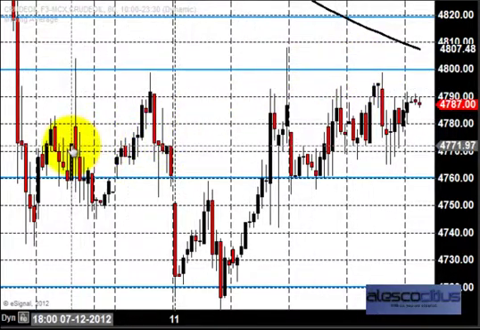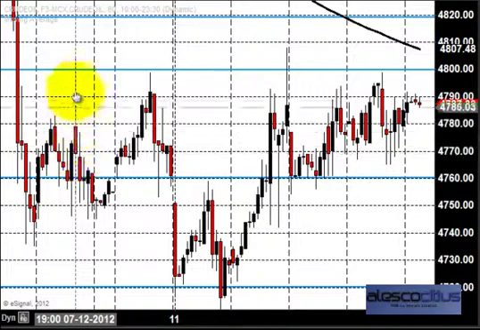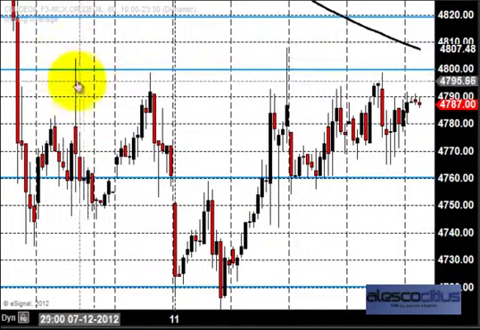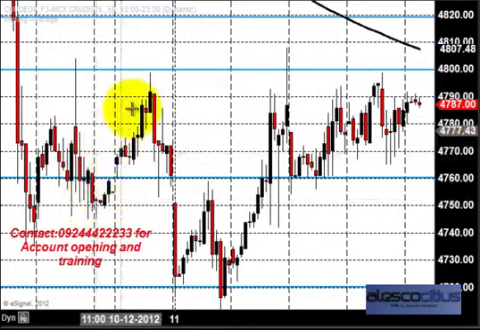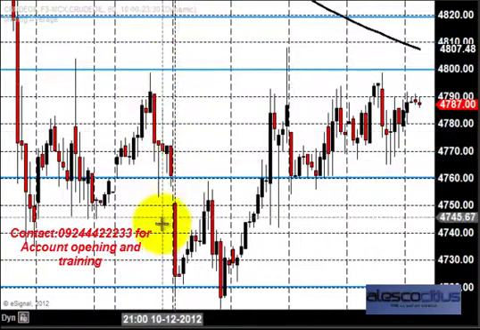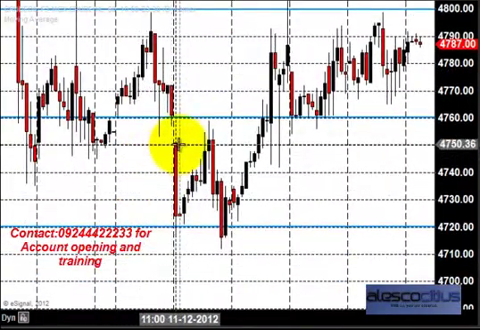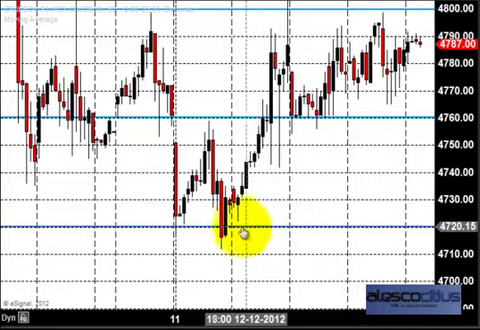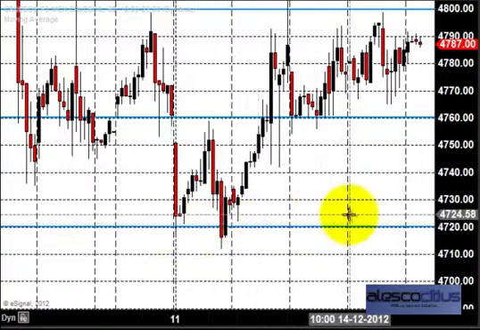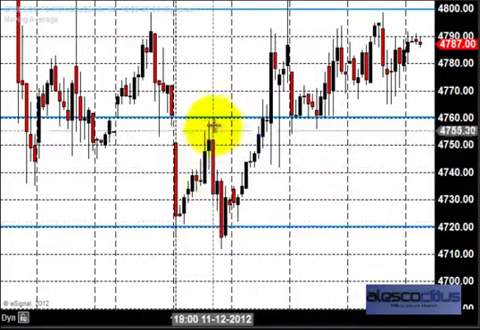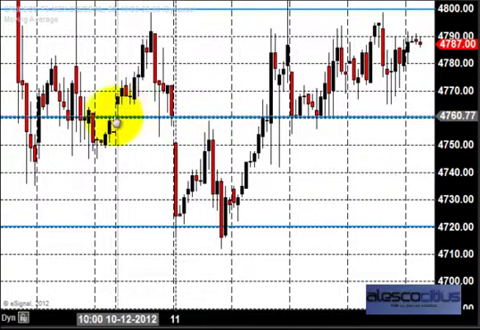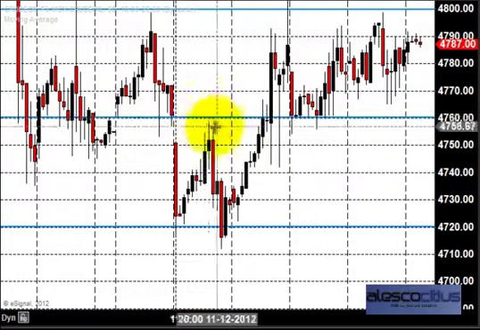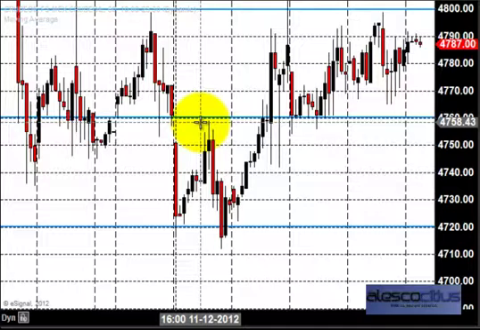You can see how we have picked this zone as a resistance. On Friday also, you can see on the 7th the price went up and tried to hit this 4,800 and there was a drop. On Monday the same thing happened again. Tuesday the price opened lower and made this 4,720 a support. Now this 4,760, which was supporting the price earlier, is acting as a resistance.